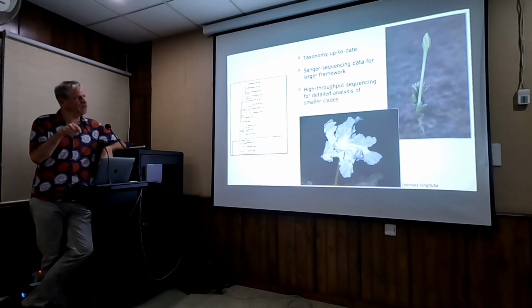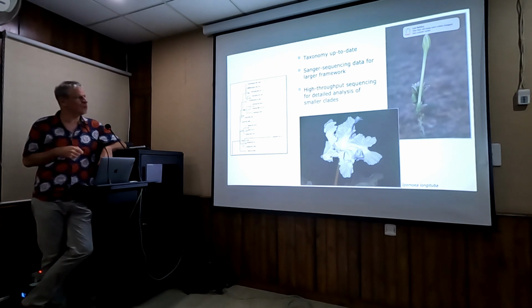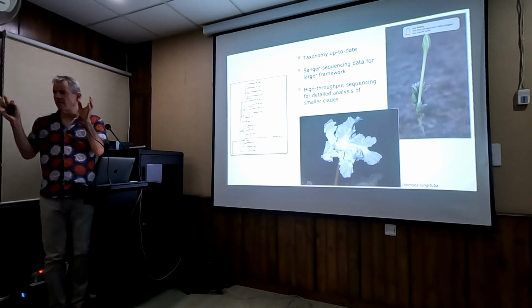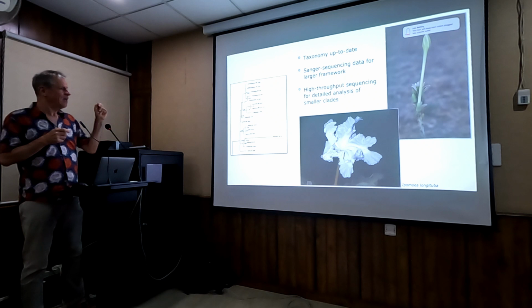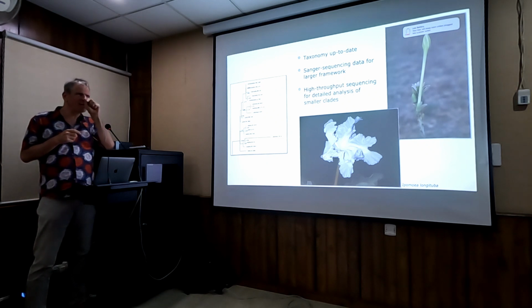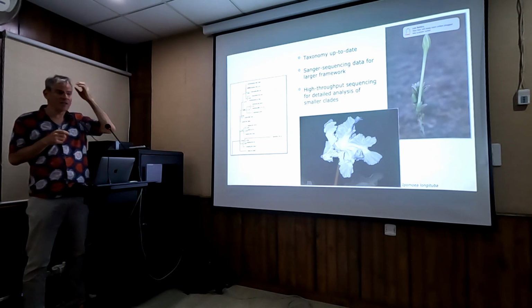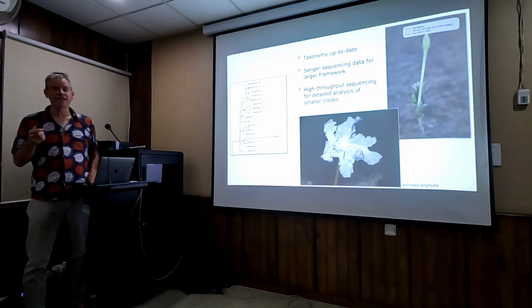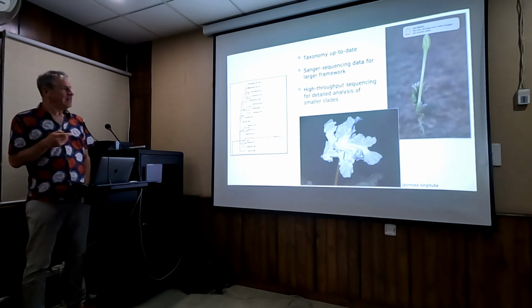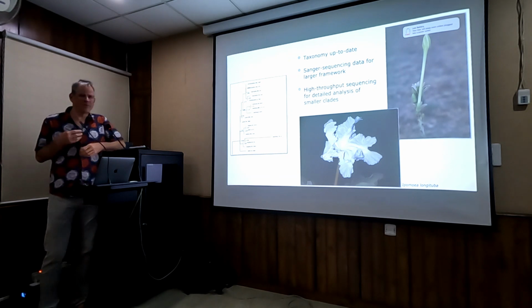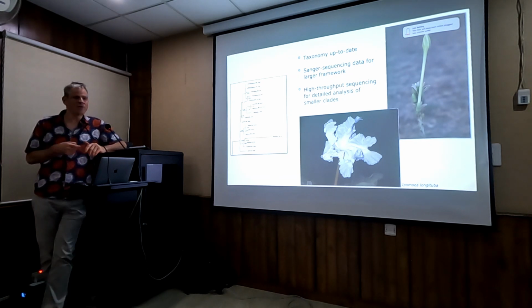Of course, this is the first condition: your taxonomy needs to be up to date. You need to know what species you're talking about. But then you could use a Sanger sequencing approach to come up with a larger framework, as we're having here. And then you could see which clades are really interesting, like in this case, which clades have an interesting biology. And then, if you want to further dive into that clade, you could apply high throughput sequencing for a more detailed analysis of smaller clades.